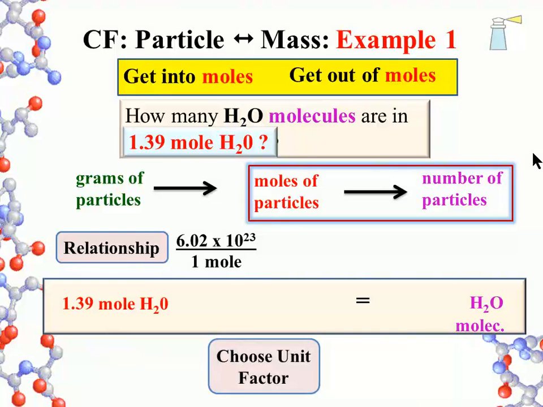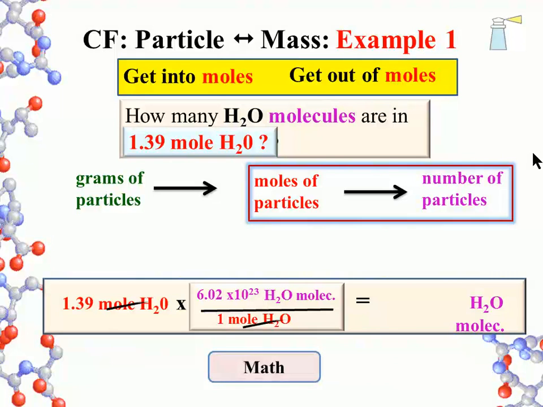The correct orientation of the unit factor will have the moles in the denominator so that they cancel out. It is already in that orientation. Be sure to include the water along with the numbers and the units in the unit factor. The current units, by the way, do cancel out in the math step. The multiplication of 1.39 times 6.02 times 10 to the 23rd will give a value of 8.37 times 10 to the 23rd molecules of water. That is how many water molecules are in 1.39 moles, or 25 grams of water.